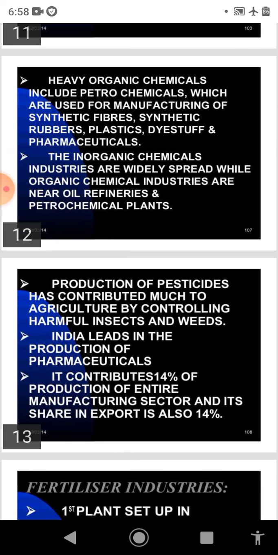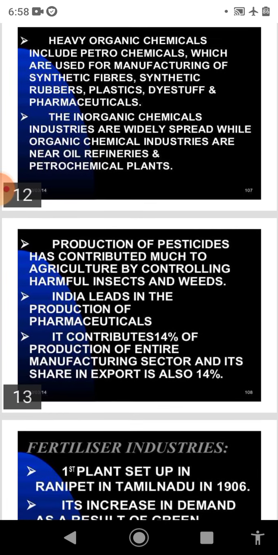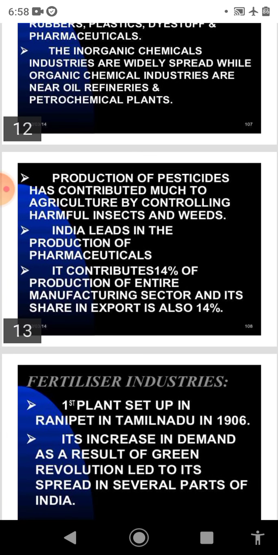Contribution to GDP and national income. It contributes 3% of the GDP. It also contributes 20% of the excise revenue of the government. After that we will discuss fertilizer industries.